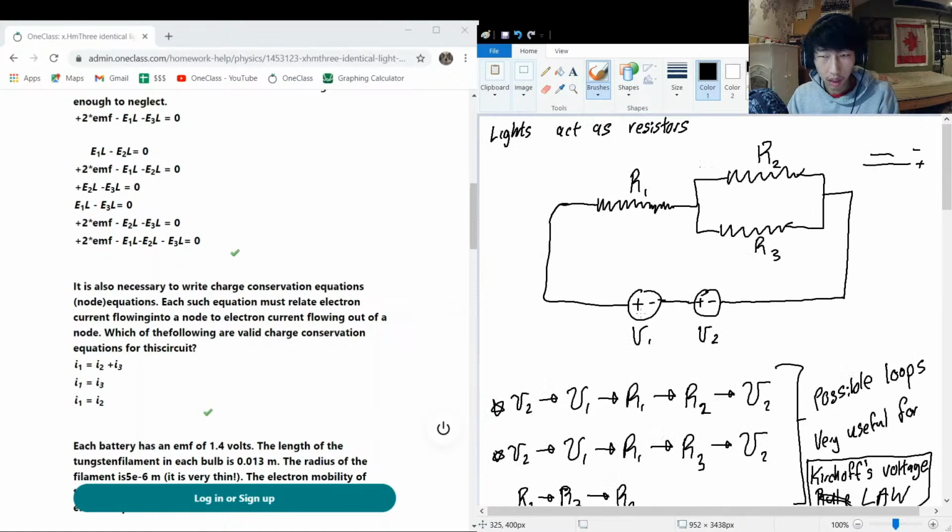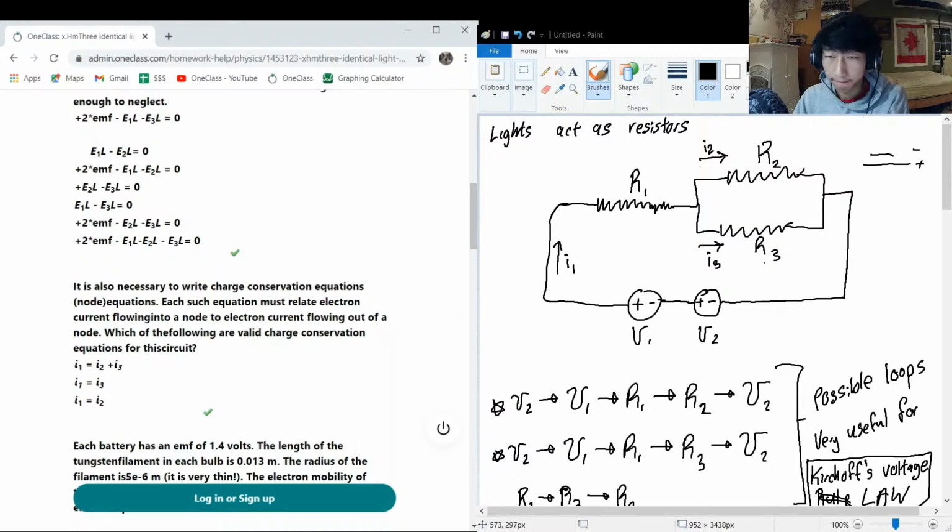Okay, so let's actually write out what these are. Let's say this corresponds to this branch here. Let's say that corresponds to I1, current 1, and I2, and I3. So the current numbers correspond to the resistors that they flow through. And so which one of these are valid?